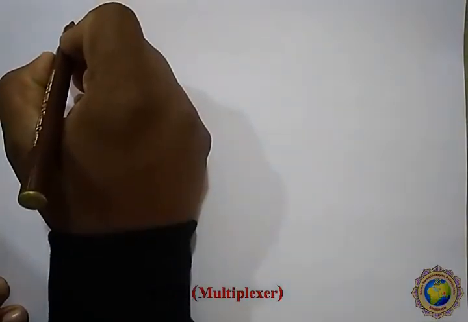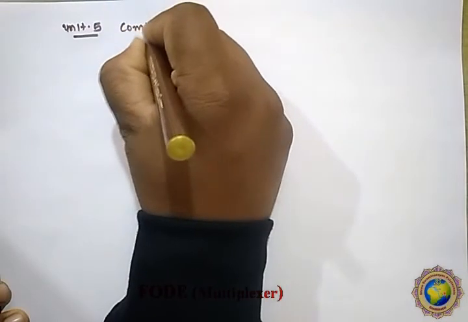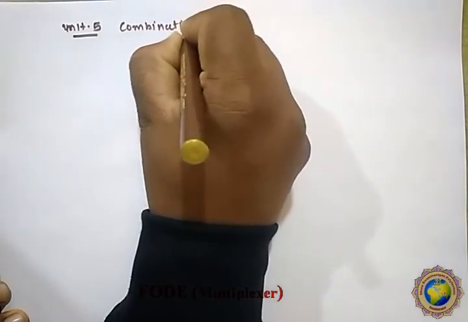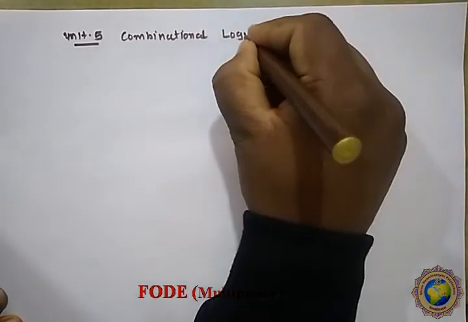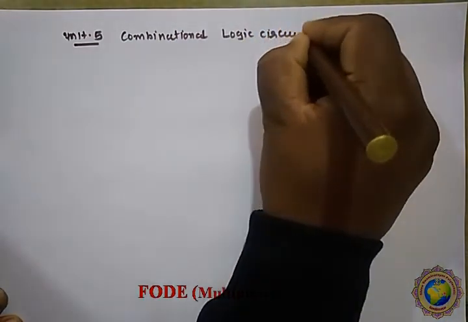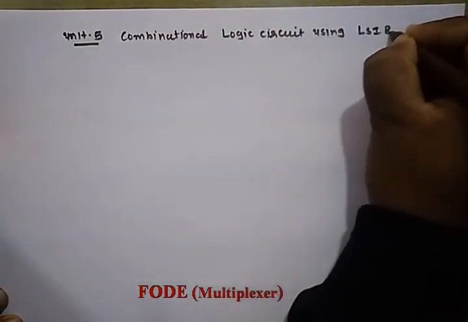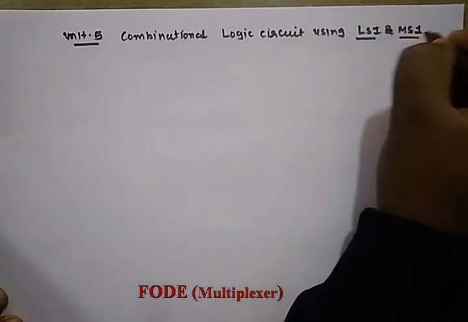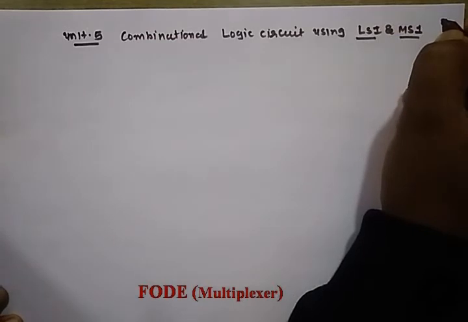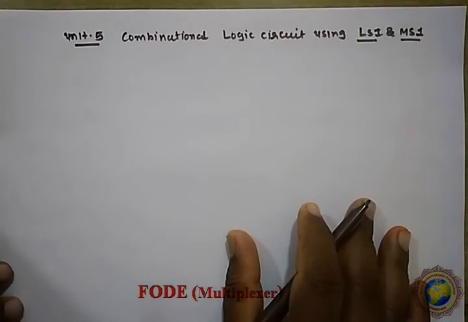Today we are going to learn about unit number 5. Unit number 5 is combinational logic circuit using LSI and MSI. LSI means least significant and MSI means most significant. What is the combinational logic circuit? First we will study what the combinational logic circuit is.